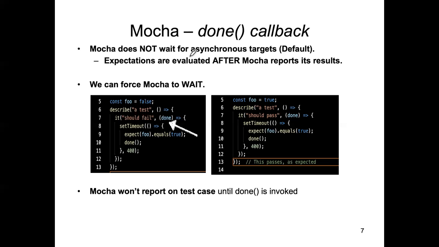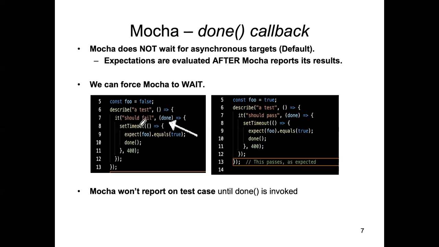That's what happens on the previous slide there. Mocha reported back to us as to the outcome of the test. In other words, it outputted stuff to the console. But after it did that, the expectation statement executed. Of course, it resulted in a false, but it was too late now because Mocha had already reported back to us what the outcome of the test was. That's the default behavior. How do we get it to wait for the asynchronous expectation statements to execute?